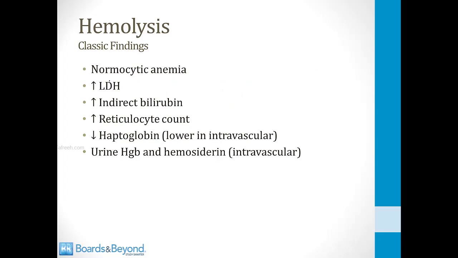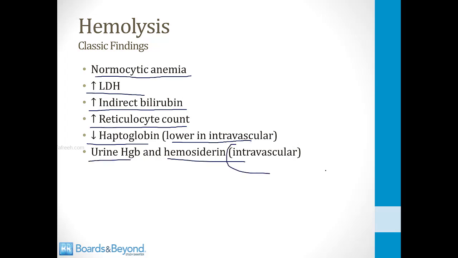So this slide summarizes the classic findings of a patient with hemolytic anemia. They will have a normocytic anemia with a normal MCV. The LDH level will be high. There will be a rise in indirect bilirubin, which can lead to jaundice. There will be an increased reticulocyte count, and the haptoglobin level will be low. It will be much lower or undetectable in patients who have intravascular hemolysis. And then on urine testing, you will find evidence of hemoglobin and hemosiderin if the hemolysis is intravascular.